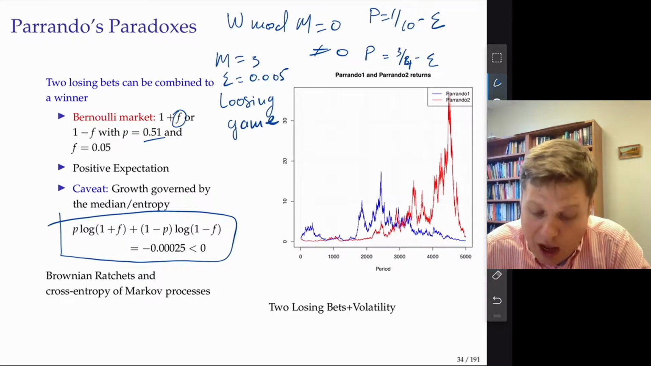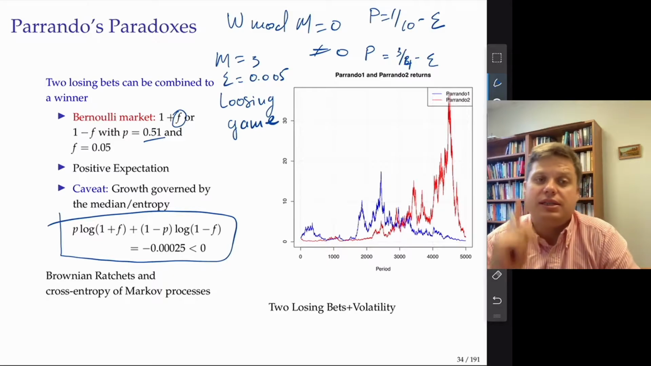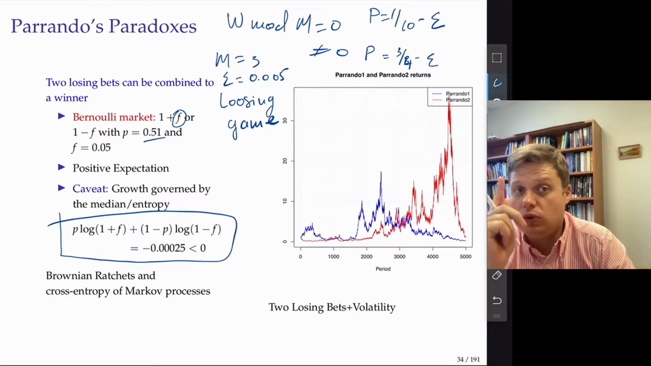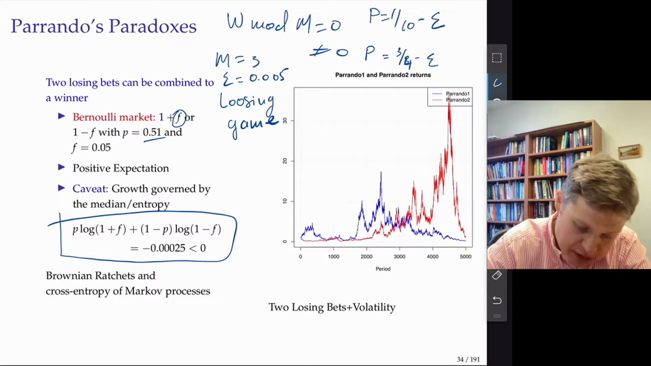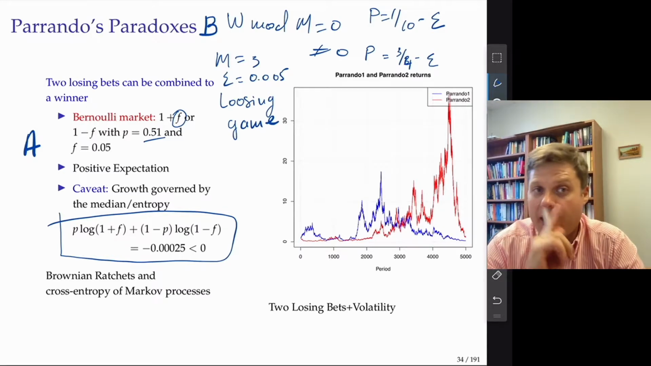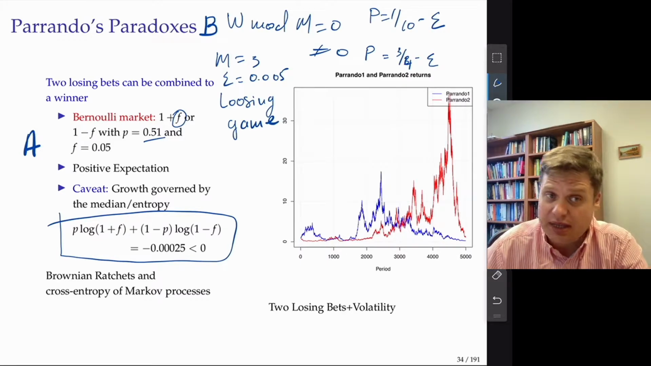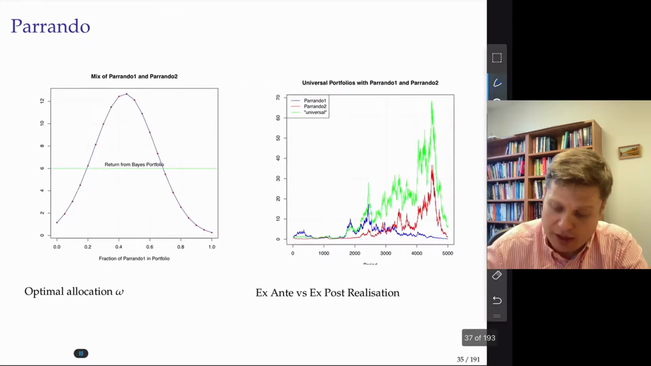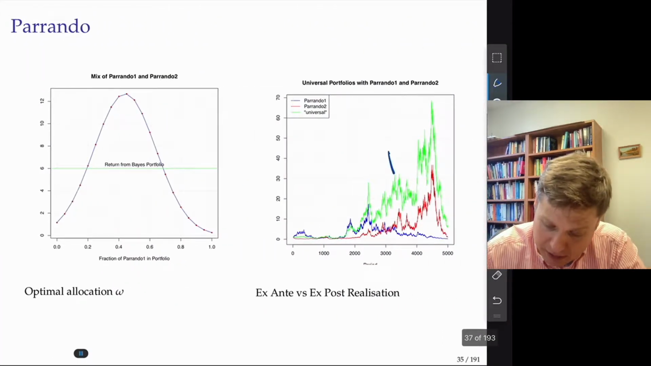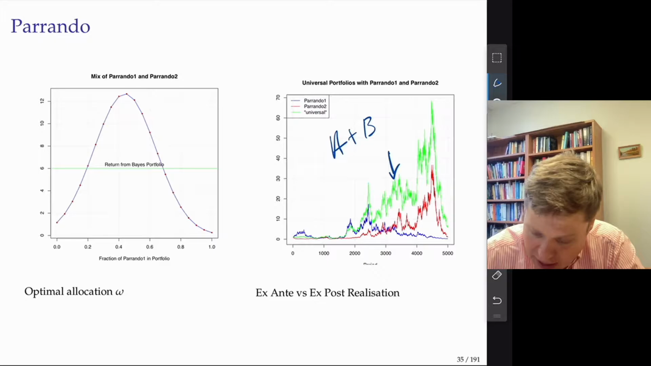Okay. However, you can design a strategy where you switch from one game to another. So we're going to call this game A, and we're going to call this game B. You decide when to switch from game A to game B. And you can design such a strategy of switching at the correct time so that when you play those games together, so this green line is this A plus B, you're allowed to switch from game A to game B. And then you have the blue line, this is the line if you only play game A, and then the red line if you play only game B.